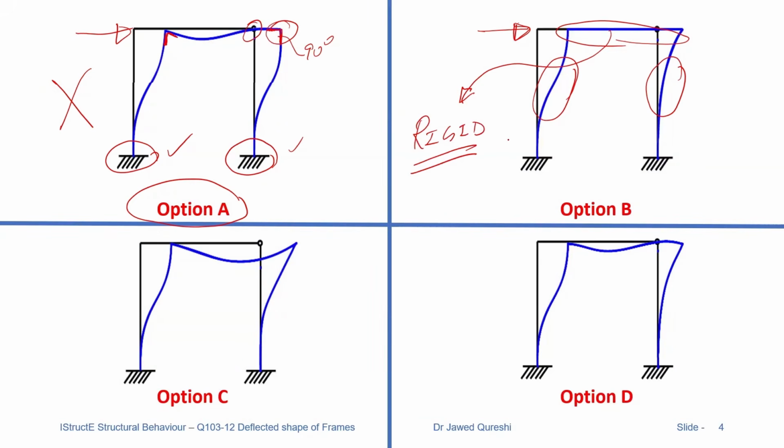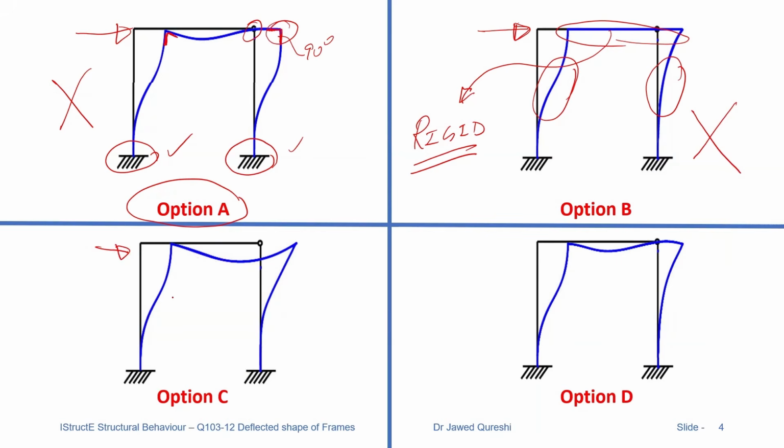But here it is not a rigid element, it is deformable. So when we have a deformable element, then it will certainly deflect. But here it is not deflecting. This means that this option is incorrect as well. Now let us assess option C.